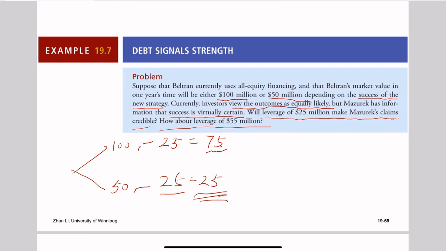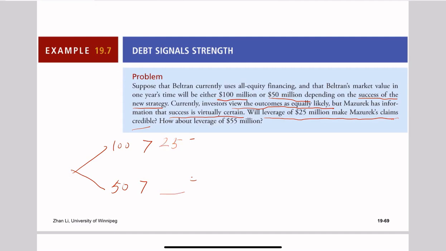Now, under both cases, the firm will not file for bankruptcy, right? Because they can pay back this debt. That is, under these two cases, the value of the firm will be larger than the level of debt. So there is no bankruptcy, and the CEO will stay as the CEO, and there is no bankruptcy cost. The CEO will not get fired.